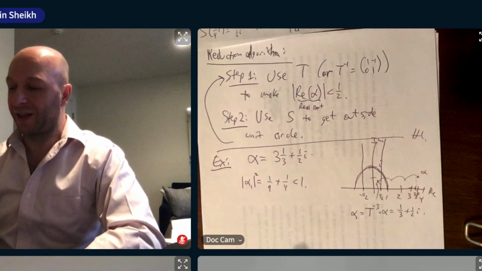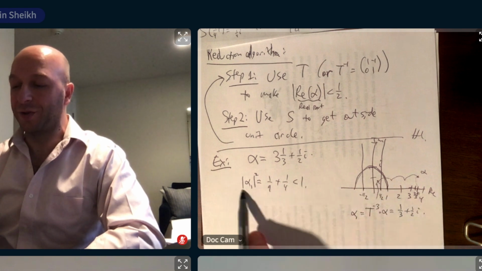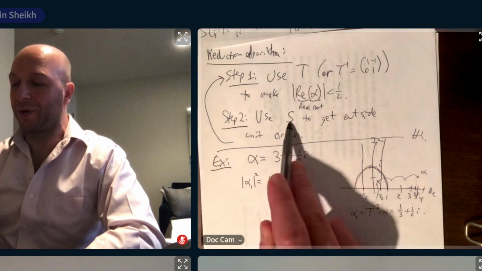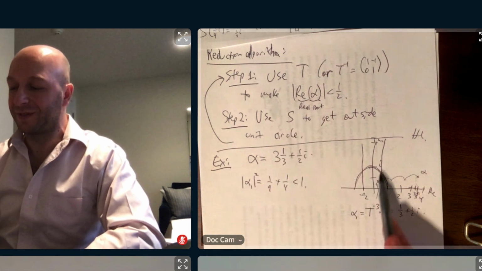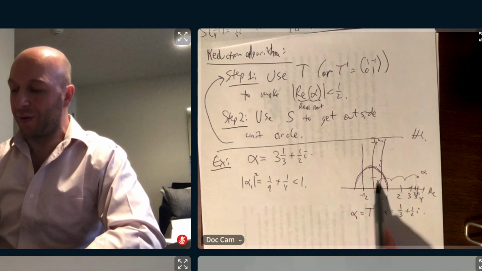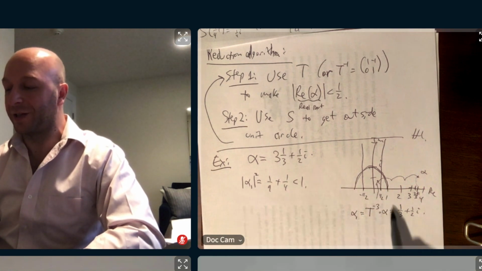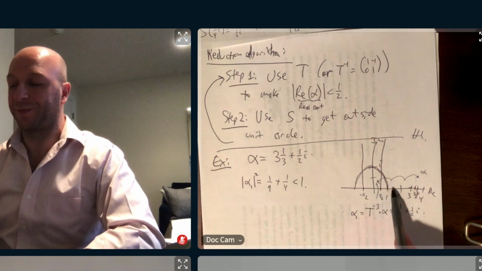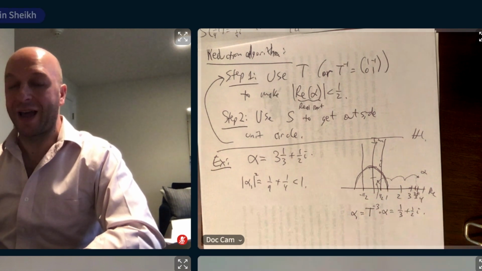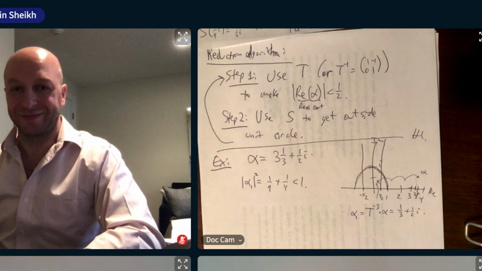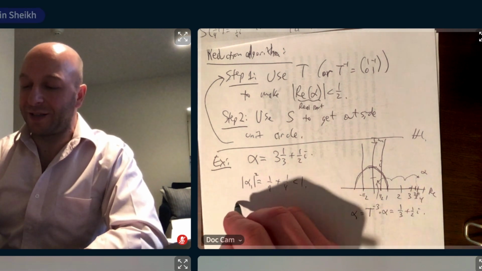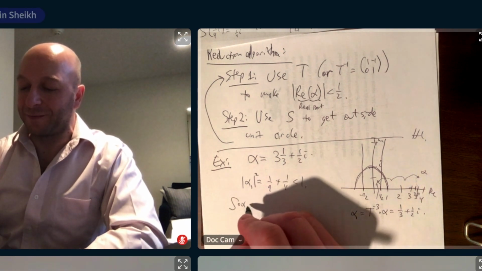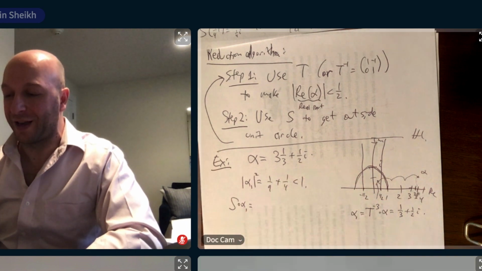We're happy as far as step 1 is concerned. Now the question is, are we also happy as far as step 2 is concerned? Have we gotten the number outside the unit circle? And the answer is this new number, which I'm calling alpha 1, just so I don't have to write T to minus 3 of alpha every time, is inside the unit circle. So I do want to use S on it. So Sheik, what is S of alpha 1? Let's work through this together.